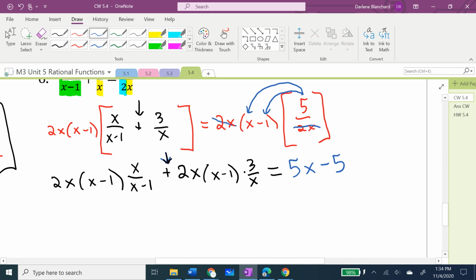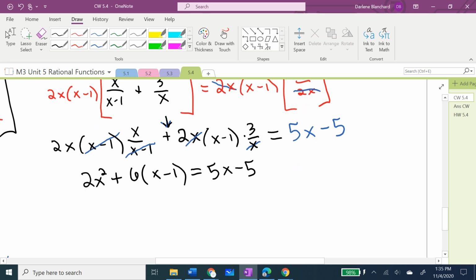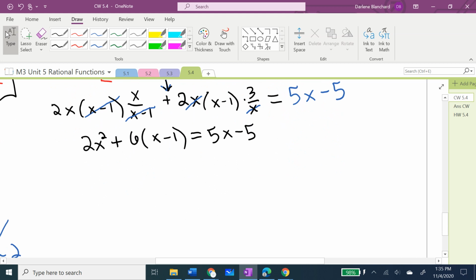After going through the distribution property, I'm ready to do some cancellation. The denominator x minus 1 will cancel with this multiplication of x minus 1. The other denominator of x will cancel with this multiplication by x. And now I need to sift through the ashes and see what's left. So I have 2x times another x. Over here, I have a 2, a 3, and an x minus 1. And on the other side of the equation, I have a 5x minus 5. So now it's just a game of let's play polynomials.